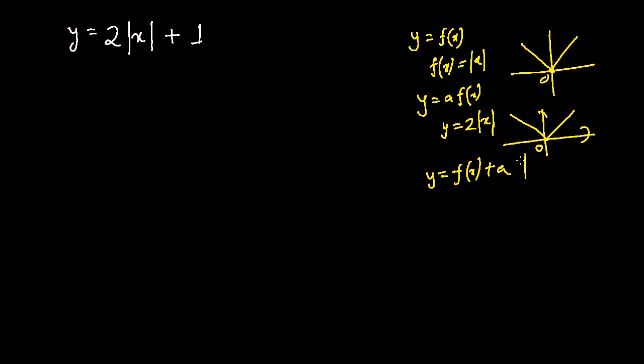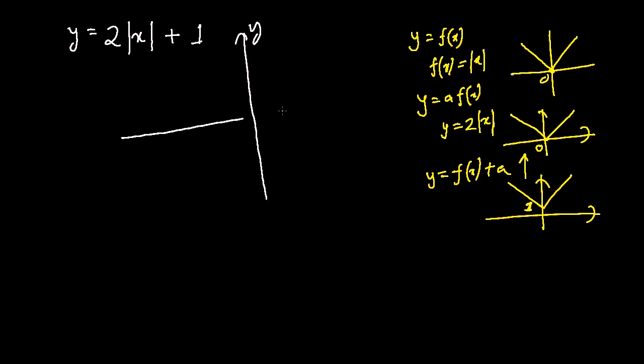The next thing that we have to do is the transformation f(x) plus a. So the entire picture is going to be raised by 1 unit upwards. So that picture is going to be like this. So the y-axis is this, the x-axis is this, and this is the picture basically. So it doesn't really matter, this 2, the coefficient of absolute value of x, is not having that much of an effect on it.